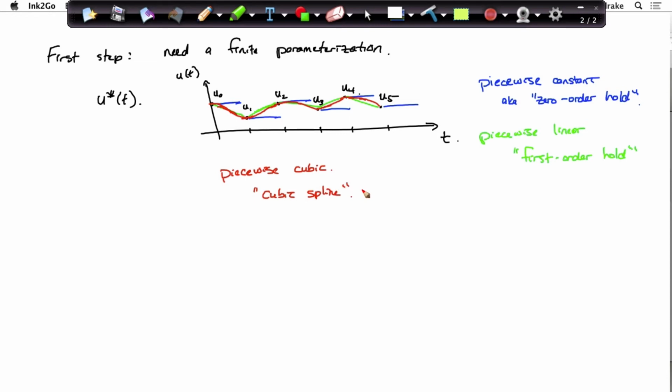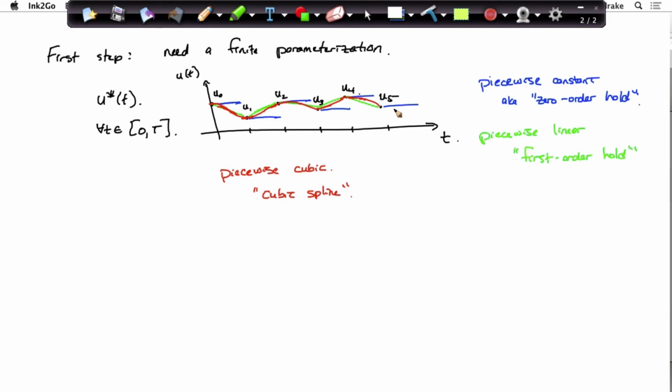These are just three common approaches to interpolating that, but somehow they all share the property that I can parameterize my continuous trajectory, u of t, with a finite set of numbers, u0 through u5 in this case, and over some amount of time. That also means I'm only parameterizing it over some finite interval, right? Let's say 0 to t, right? Okay, so once I have that, now I've got a numerical sort of problem that I can write down, right?